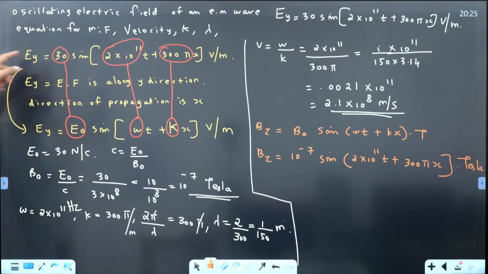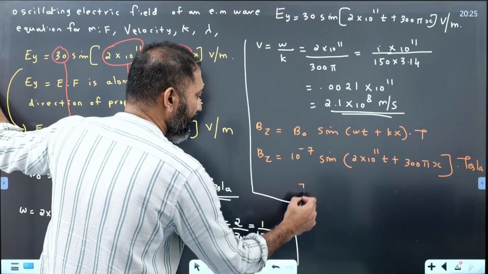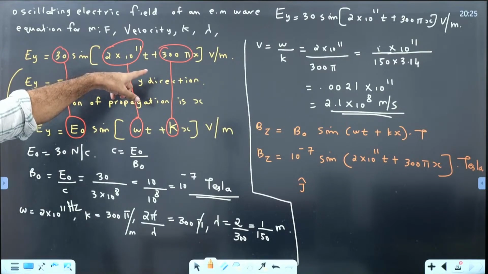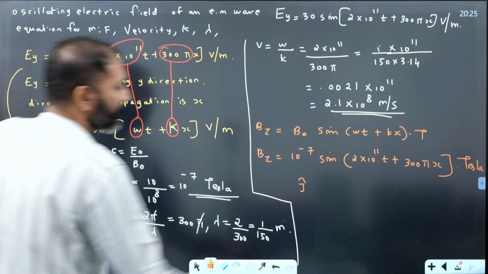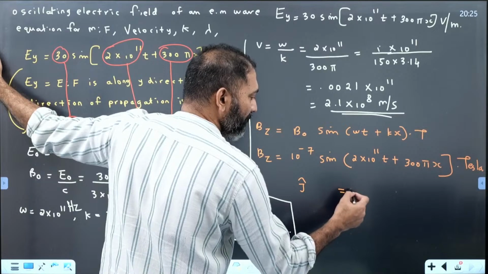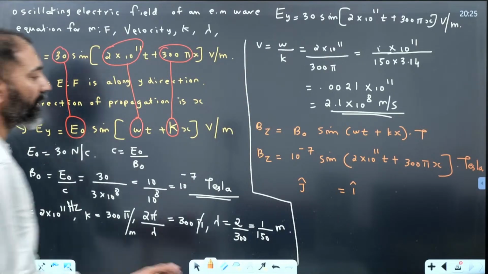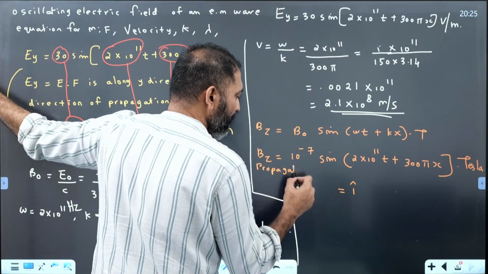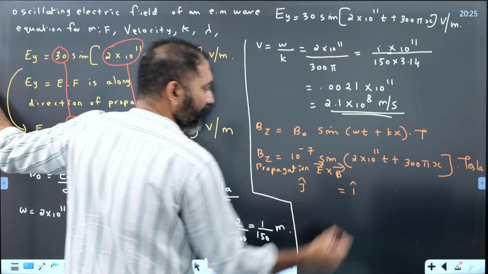See, electric field is along y direction. So what is the unit vector that represents y direction? J cap. Now what is the direction of propagation? X. That means the direction of propagation is along I cap. So what is the standard expression for propagation? Propagation should be E vector cross B vector.